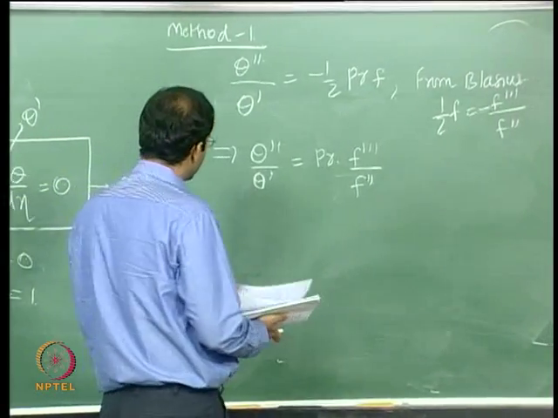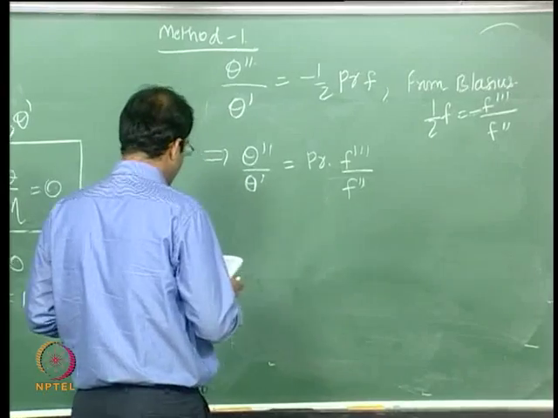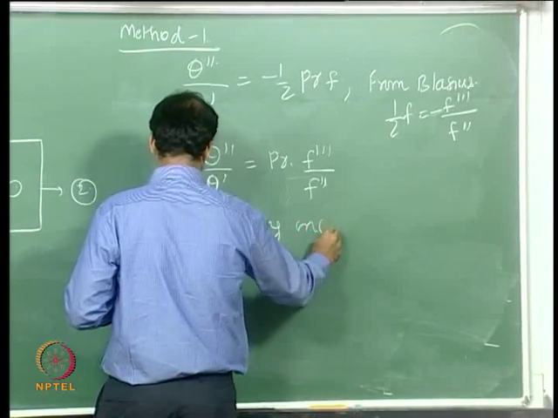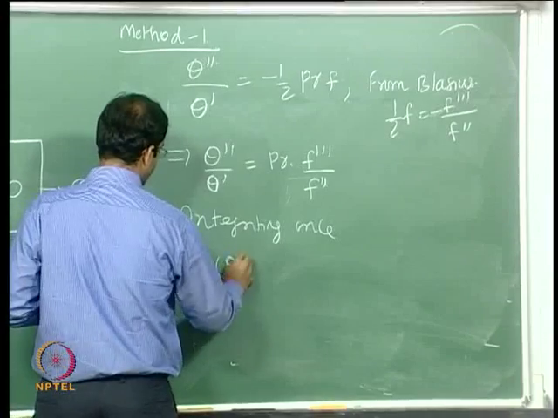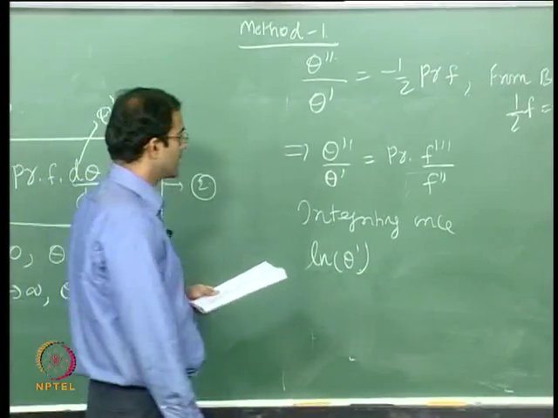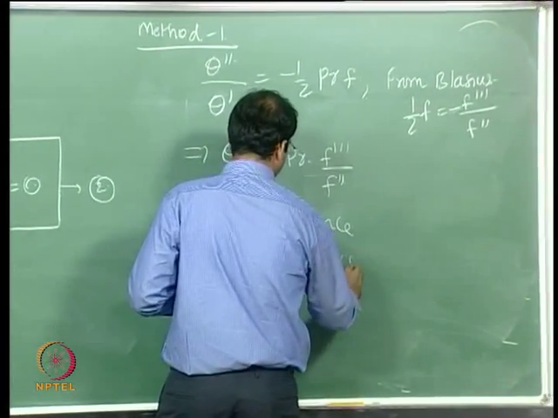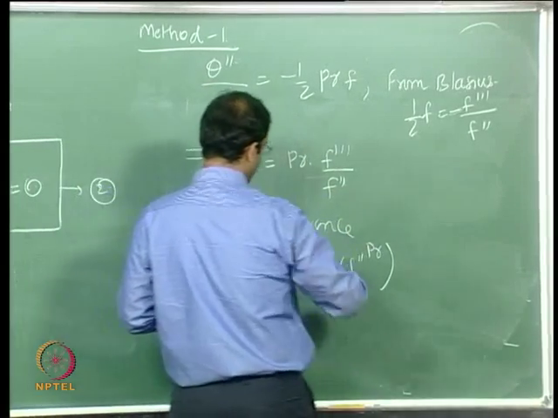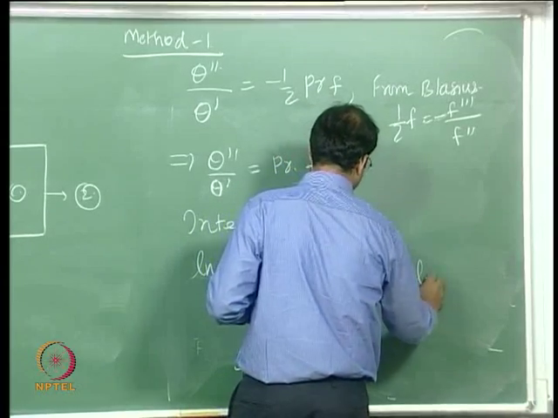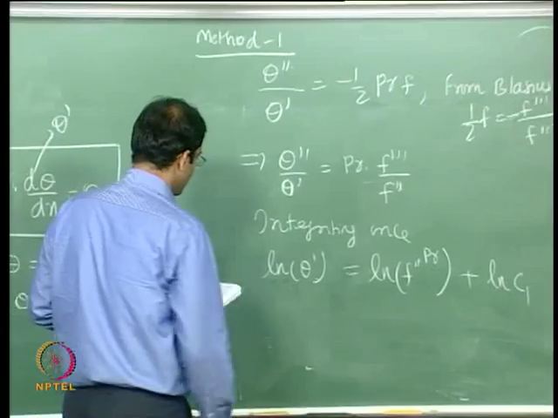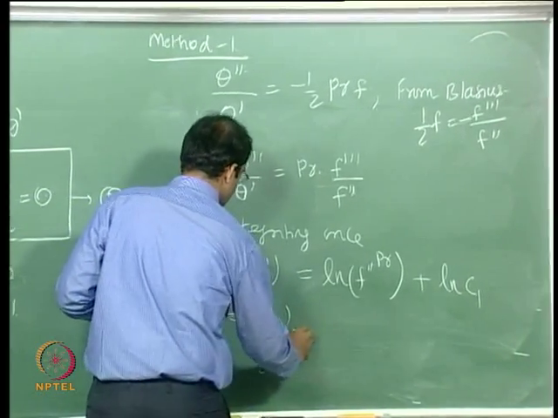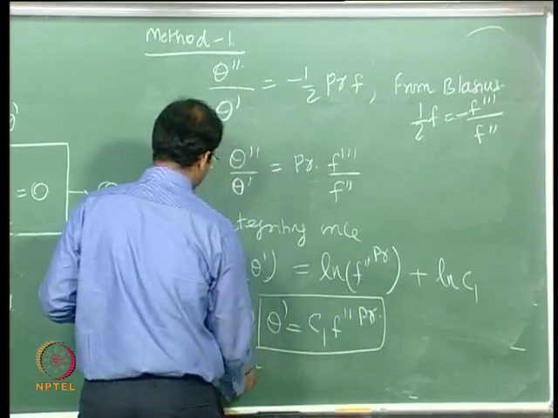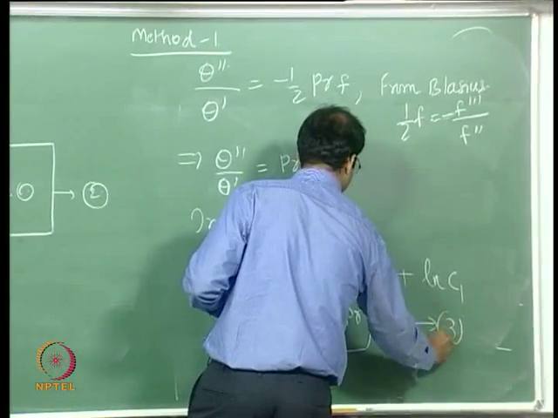Okay, if I now integrate once with respect to eta, so integrating once, this will be what, ln of theta prime. Okay, so that should be equal to ln of f double prime to the power Pr. So Pr into this I can put it as f double prime to the power Pr plus some constant which I will use ln of c1. Therefore my theta prime should be c1 f double prime power Pr. Okay, this I will call as number 3.